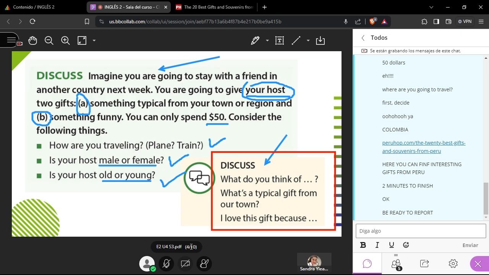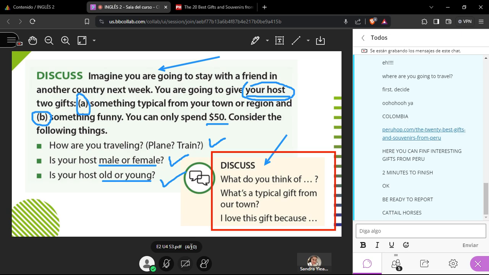Totora in English. Let me check the meaning of totora. It's cattle, right? I'm going to put it here. Cattle horses. Interesting, eh? Totora in English, cattle. All right. Very good.